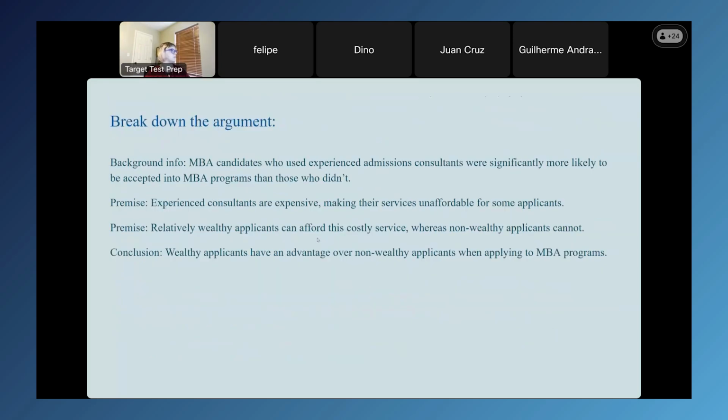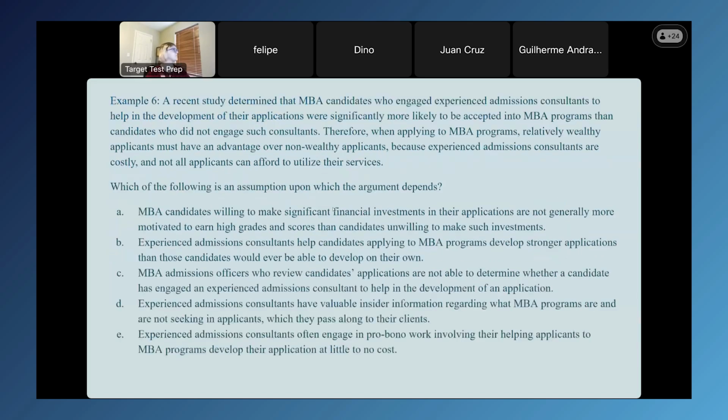So people who use these consultants were significantly more likely to be accepted into programs than those who didn't. Experienced consultants cost a lot of money, so they are unaffordable for some applicants, and relatively wealthy applicants can afford this costly service because that's how money works. So the conclusion is wealthy applicants have an advantage over non-wealthy applicants when applying to MBA programs.